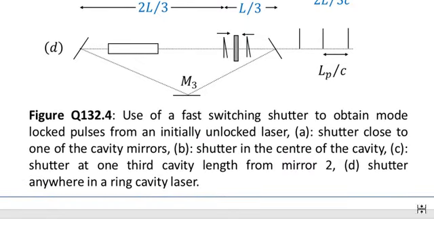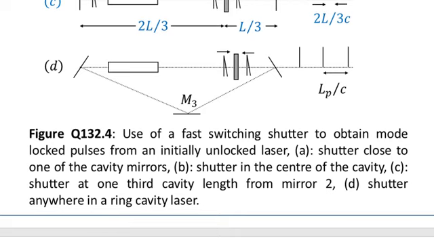And the fourth case is case D, the shutter anywhere in a ring cavity laser. So D is the case of a ring cavity laser, and this shutter can be placed anywhere. The two pulses, you know, are always passing through it if you place a shutter anywhere in the cavity. The two pulses will cross this shutter in opposite directions and they are separated by a distance LP divided by C, where LP is the length of the perimeter of this cavity.